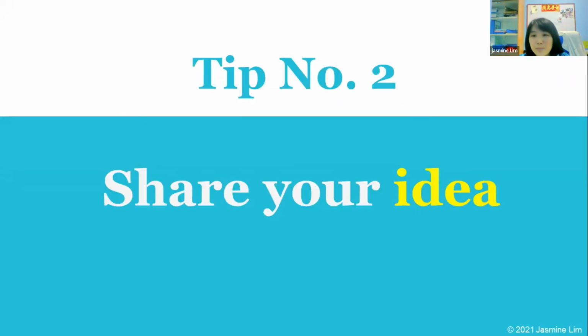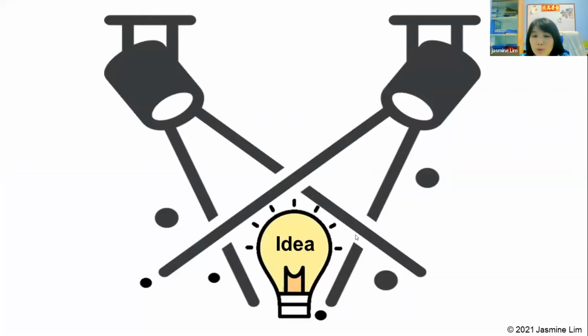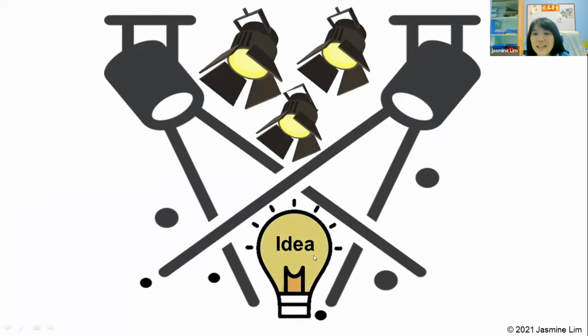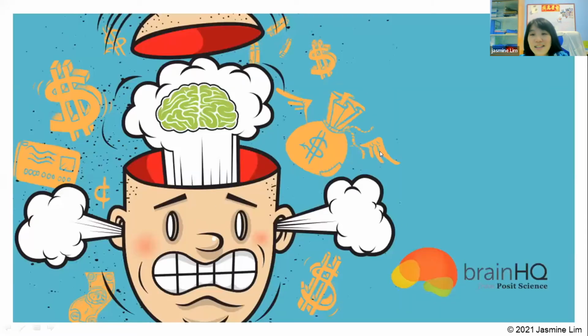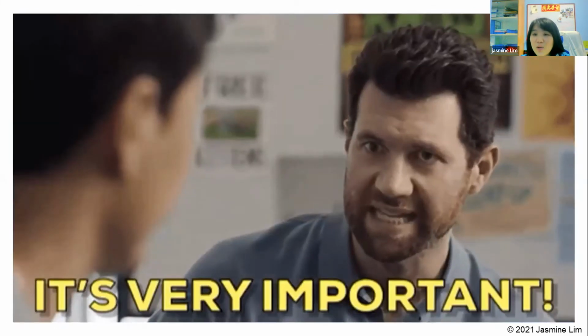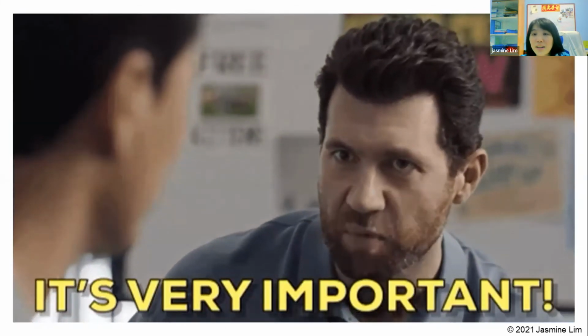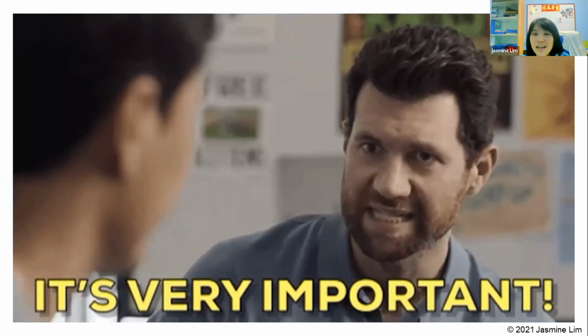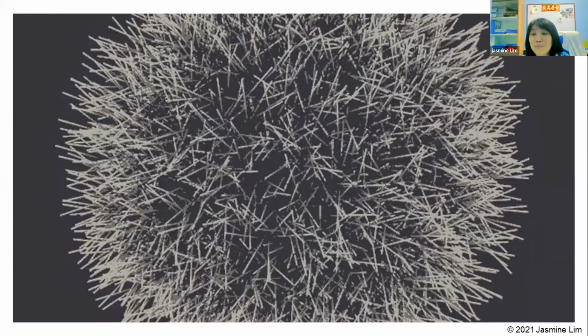Tip number two is to share your research ideas. This is when you put your ideas into the spotlight. And here's the tricky part: if you share too many ideas or too many results with your audience, this is how your audience is going to feel. You have to remember, people have limited space in their brains when they're listening to your talk. So it's very important that you always say the most important things to your audience and repeat them again and again so that people remember.